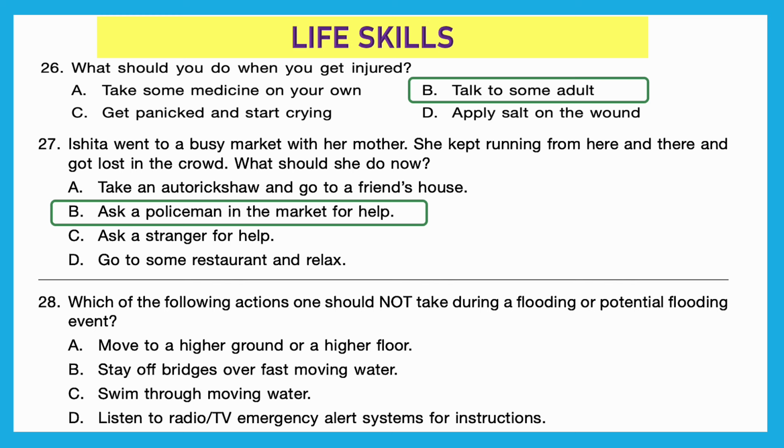Question 28. Which of the following actions one should not take during a flooding or potential flooding event? A. Move to a higher ground or a higher floor. Stay off bridges over fast moving water. Swim through moving water. Listen to radio, TV emergency alert systems for instructions. Here the right answer is option C. One should not swim through moving water during a flooding or potential flooding event.